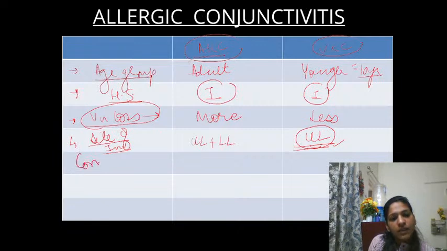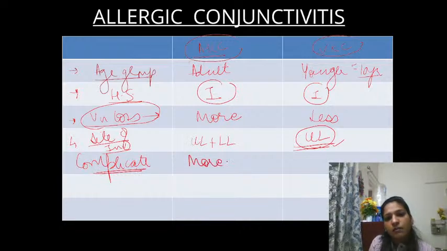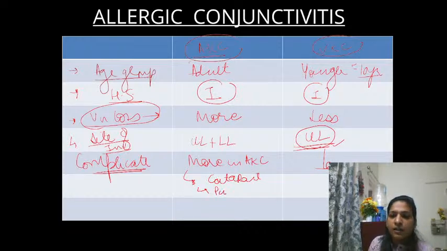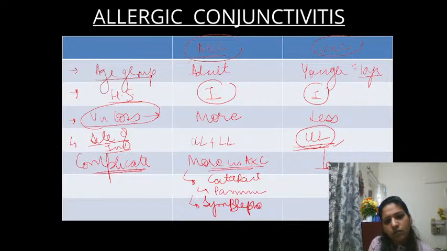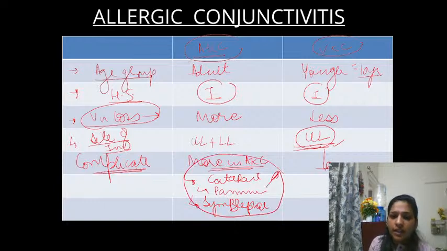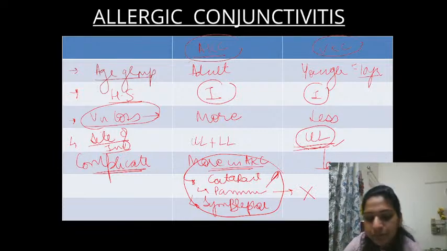And complications are more in AKC, less in VKC. These are like cataract, pannus formation, and symblepharon. They all occur more in AKC and they are not reported in VKC.